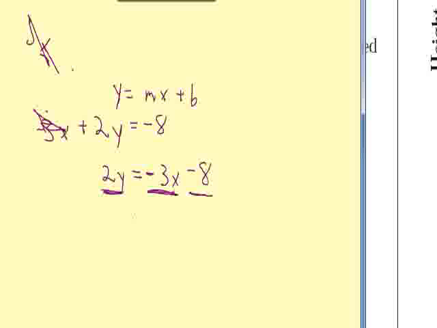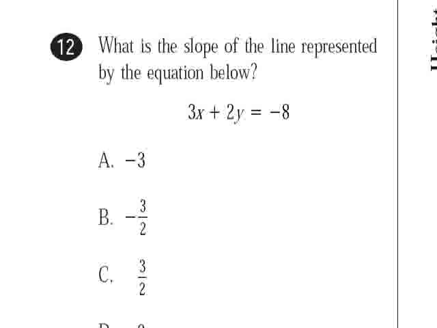From here, I have 2 times y, so I want to get rid of the 2, so I divide by 2 on both sides, each term. That gives me y equals negative 3/2 x minus 4, since negative 8 divided by 2 is negative 4. So my slope would be this negative 3/2 here. Let's look and see if that's an answer. And choice B is negative 3/2.